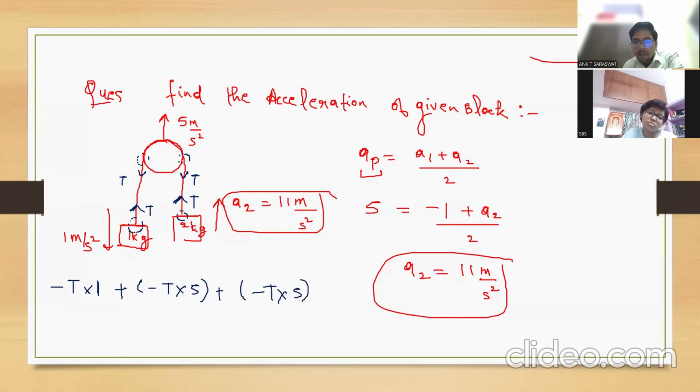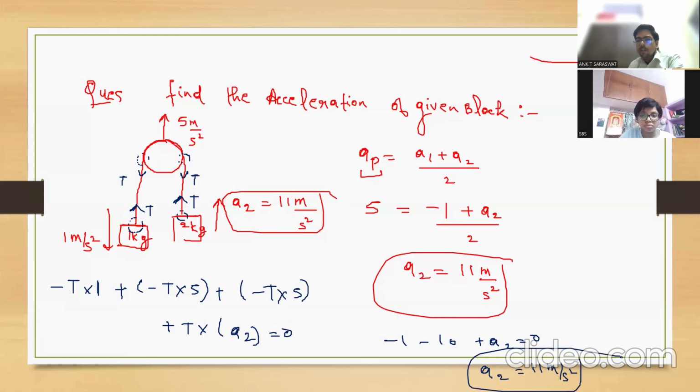Clear? But here you don't know, yes, sir. Plus T. Displacement I just assume is up. T cancels. Clear? And what is the answer? Minus 1 minus 10 plus a2 equals 0. So a2 will be what? 11 meter per second square. Okay. Yes, sir. You can apply this concept of work done by the string also.